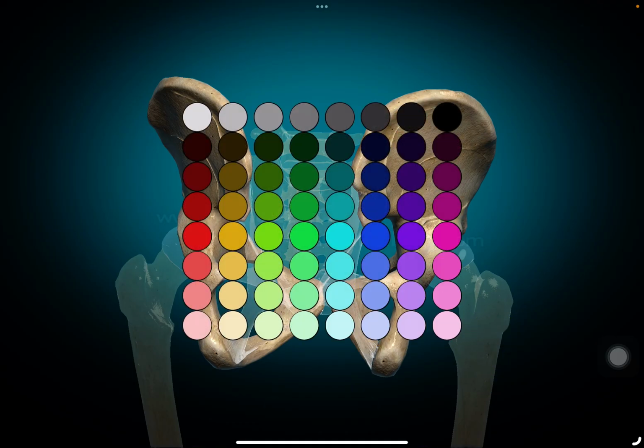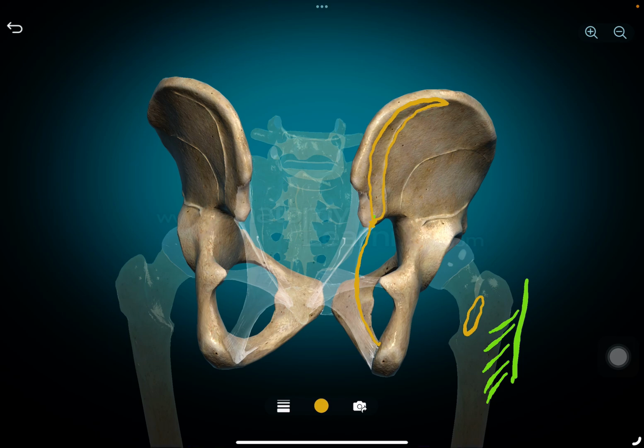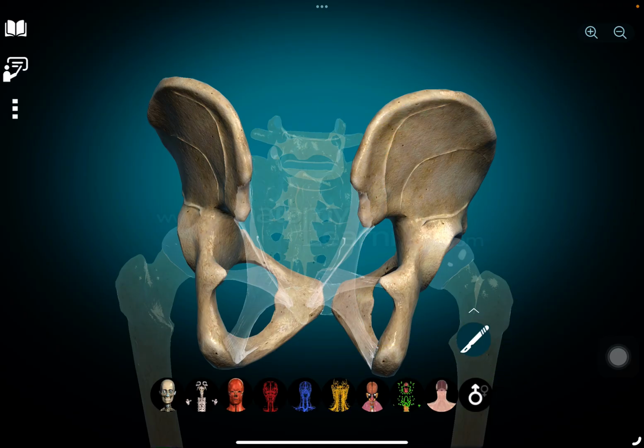So let us make this attachment. Here it comes and here it comes. So it is attached to the iliotibial band, the lateral intermuscular septum, and the gluteal tuberosity. And it covers every single structure that we have described up to now. So this is the posterior view of the pelvis.